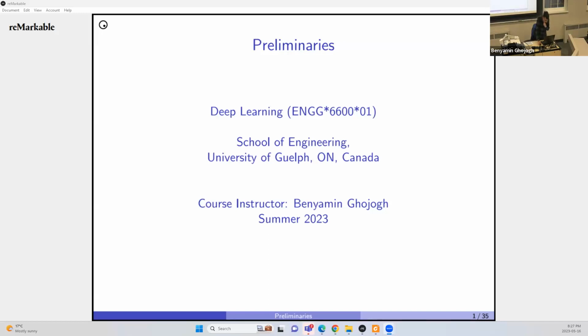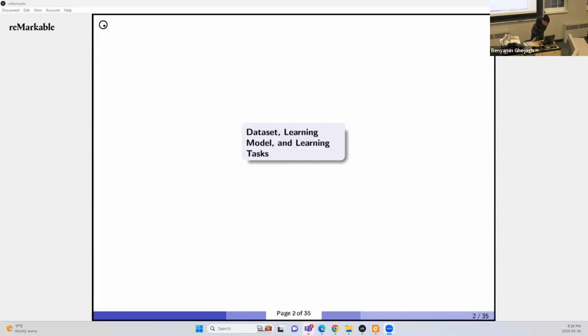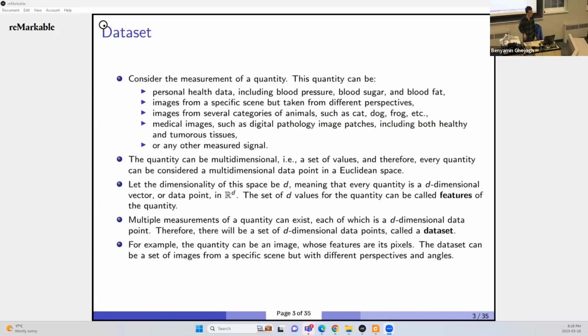We continue now. Okay, preliminaries. So let me go a bit fast. The first part of these preliminaries was already talked about in the statistical machine learning course. However, I need to repeat this for those who only have this course. Okay. So first off, let's talk about data set.